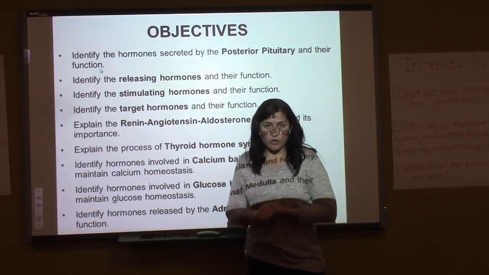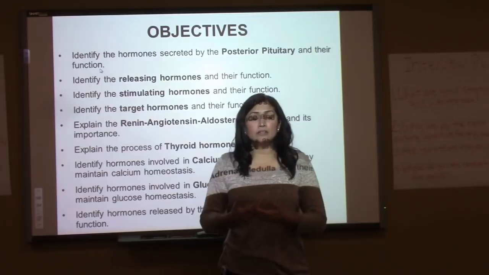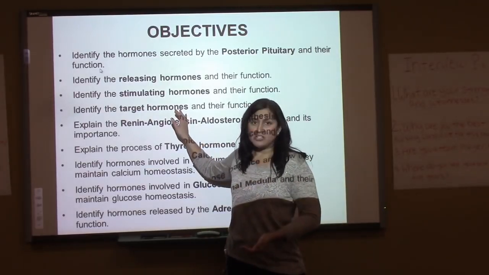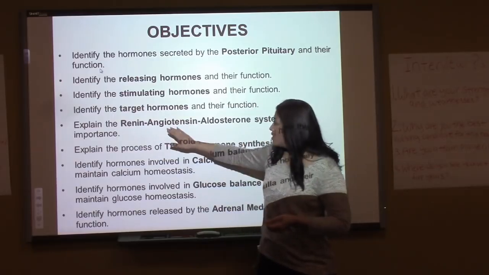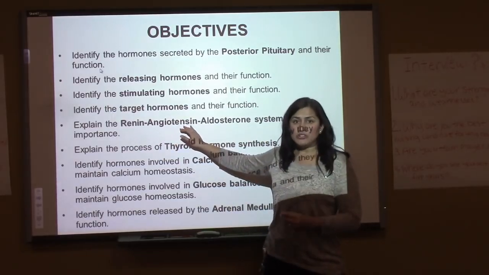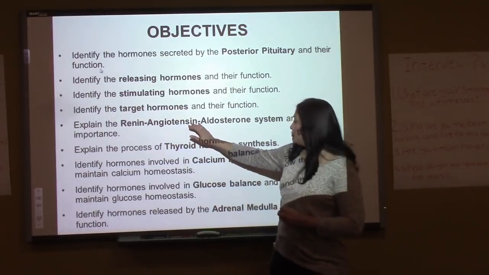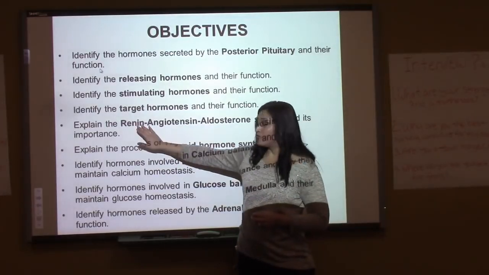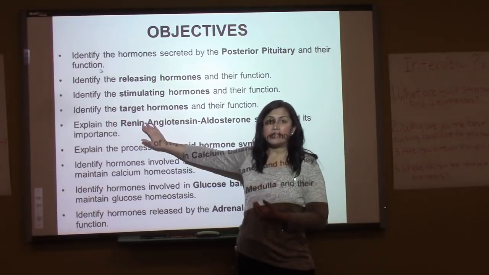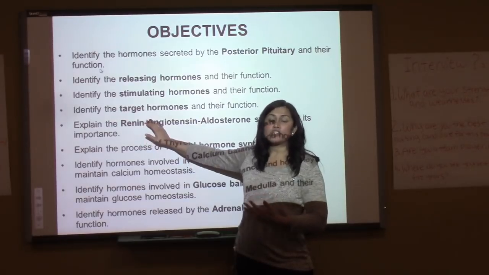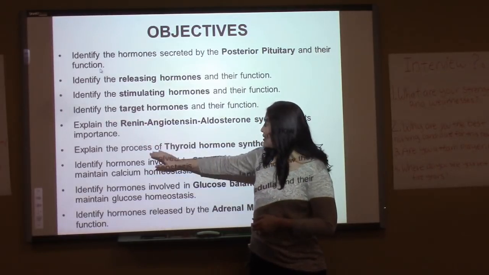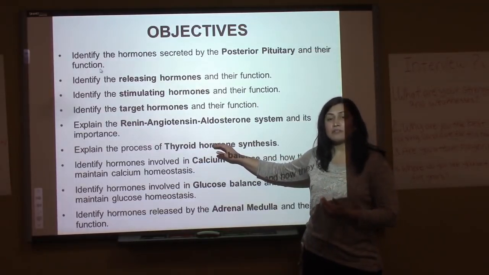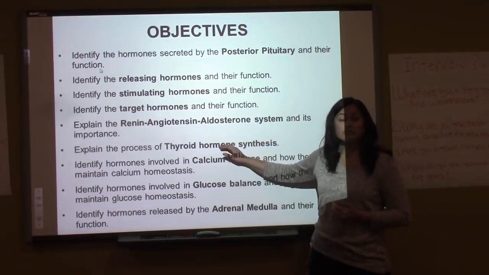Identify the target hormones released and their function. Each target hormone is released from a different endocrine gland. Explain the renin-angiotensin-aldosterone system. Please know this step by step, it is very important. And of course, what is the function of the renin-angiotensin-aldosterone system, which is also called the RAS system. Explain step by step how thyroid hormones are produced by our thyroid gland. Again, it's a very important system.